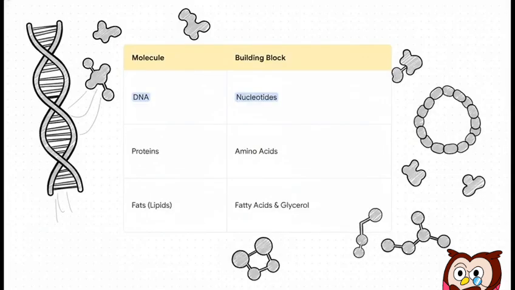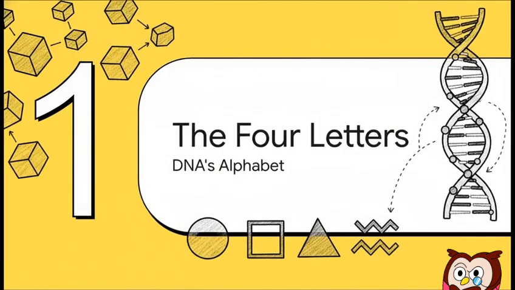Now, to really get what makes DNA so special, it helps to see how it stacks up against other important molecules in our bodies. You see, just like proteins are built from things called amino acids, DNA is also a long chain built from its own special building blocks, and those are called nucleotides. Okay, so let's zoom in on those building blocks. Because, and this is the incredible part, the entire complex instruction manual for all of life is written using an alphabet of just 4 letters.